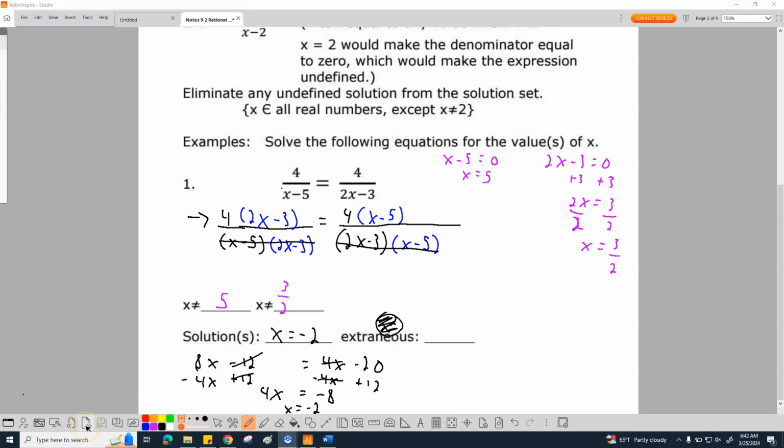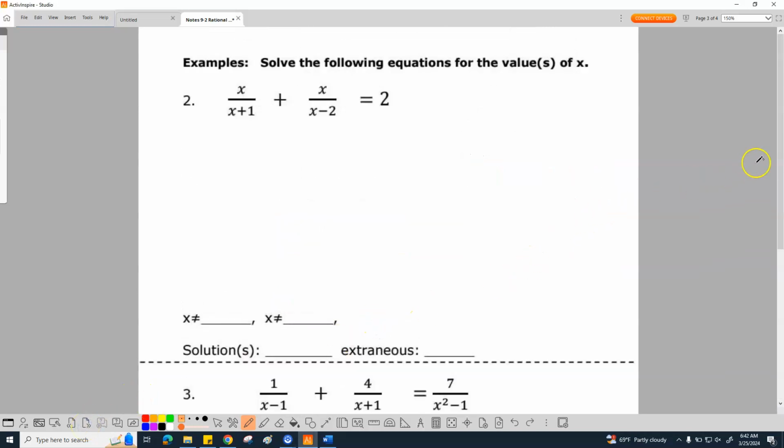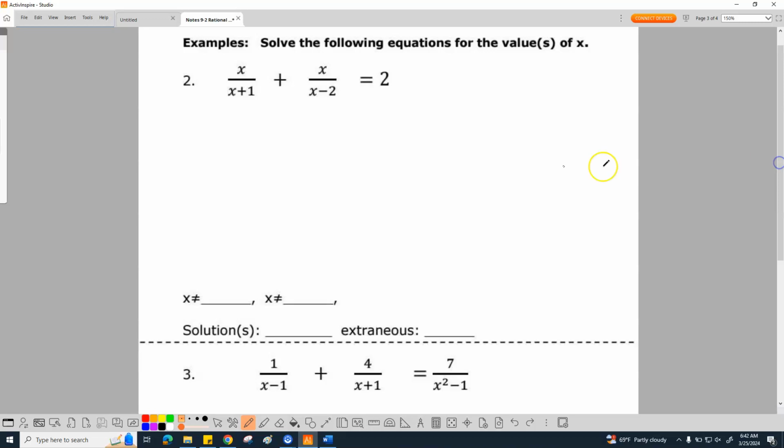All right, I'm going to go to example 2. Example 2, this is kind of fun. We're going to look at this again, and we're going to see basically that this has technically 3 denominators. Technically, you see this 2 over here? This 2 technically has a 1 underneath it.